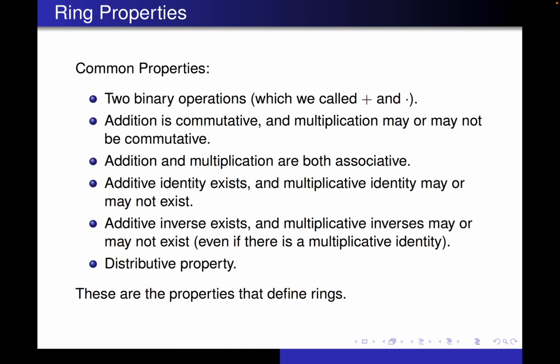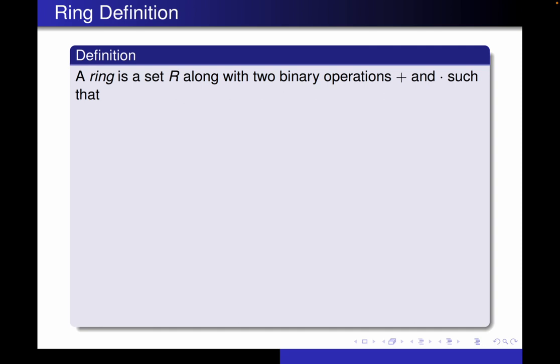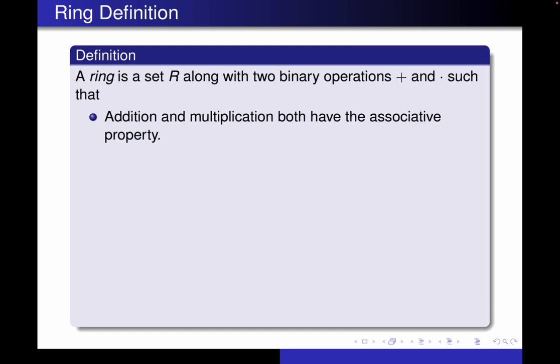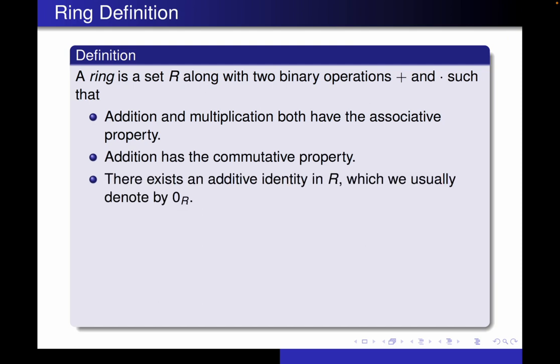And so what we're going to do is take all of those statements, and those are the properties that define rings. So a ring is a set R along with two binary operations, which we call addition and multiplication, such that the following are satisfied. Addition and multiplication both have the associative property. Addition has the commutative property, not multiplication necessarily. There exists an additive identity in R, which we usually denote by 0 sub R, but of course we will only be able to do that once we prove that the additive identity is unique. But we'll get there. So for every element r in our ring, we have r plus 0R equals r.